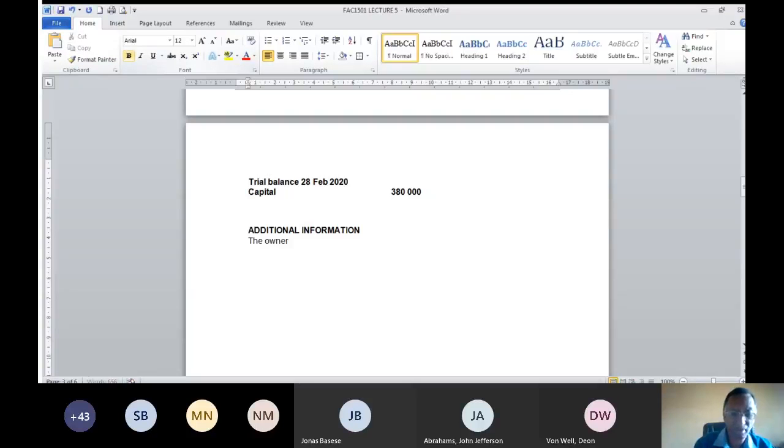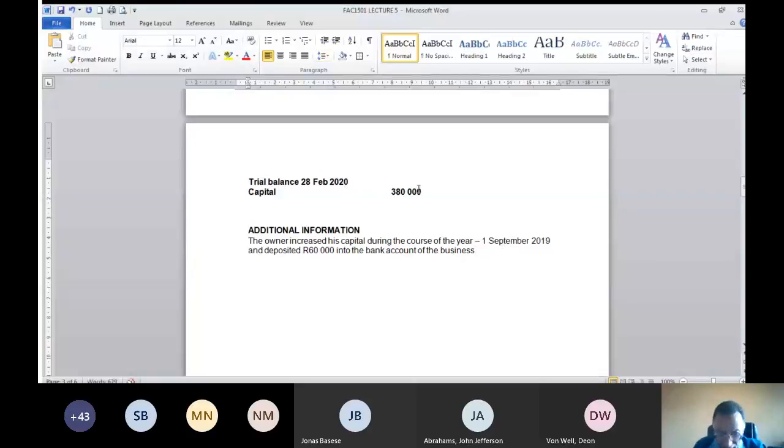The owner may increase his capital during the course of the year, and sometimes they will give you a date. Say now he increased his capital on the 1st of September 2019 and he deposited 60,000 rand into the bank account of the business.